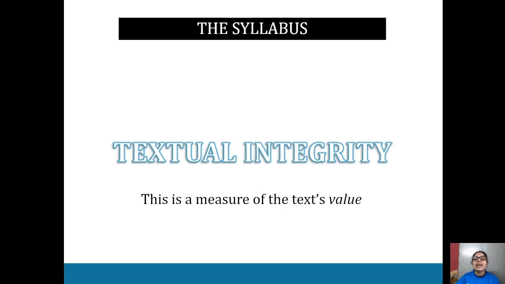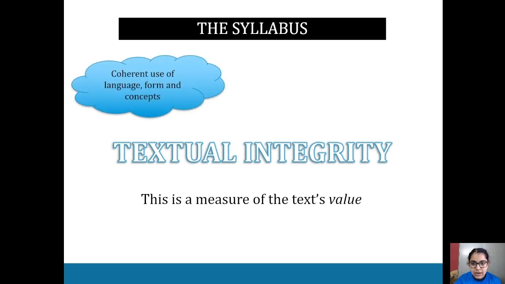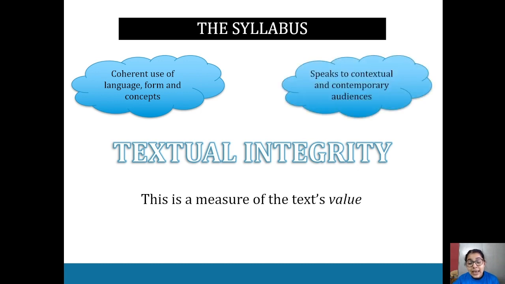So, textual integrity, that is the measure of the text's value. Remember, for a text to have an impact, there needs to be the coherent use of language, form, and concepts. It's the measure of the text's value. What is the text doing? The text also speaks to contextual and contemporary audiences. The contextual audiences are the audiences of the time in which the text was written. So with Shakespeare, his contextual audience is the Elizabethan audience, and contemporary audiences are us.